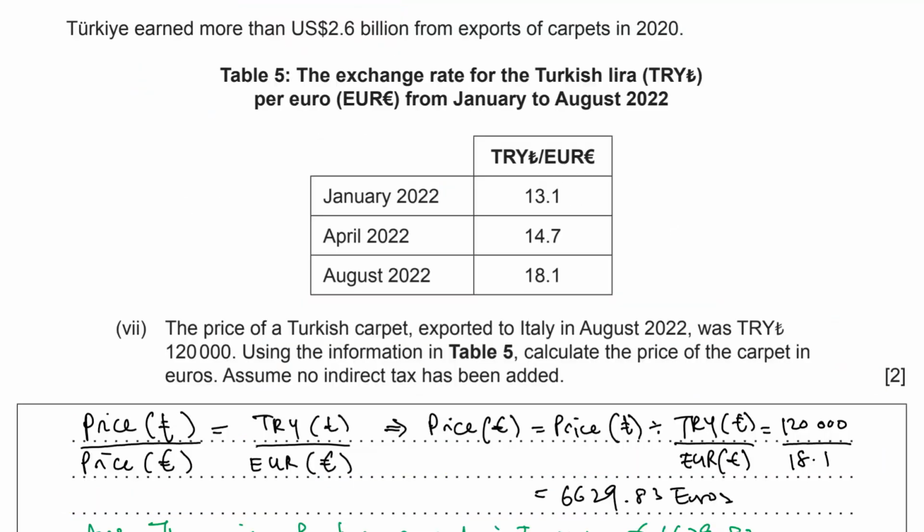Okay, so in this next part, part 7 of this second question, Turkey earned more than US $2.6 billion from exports of carpets in 2020. Sure. So we've got this table, and it shows us the exchange rate from the Turkish lira to the euro from January to August 2022. Okay, so we've got 3 different years and 3 different exchange rates. What do we have to do?